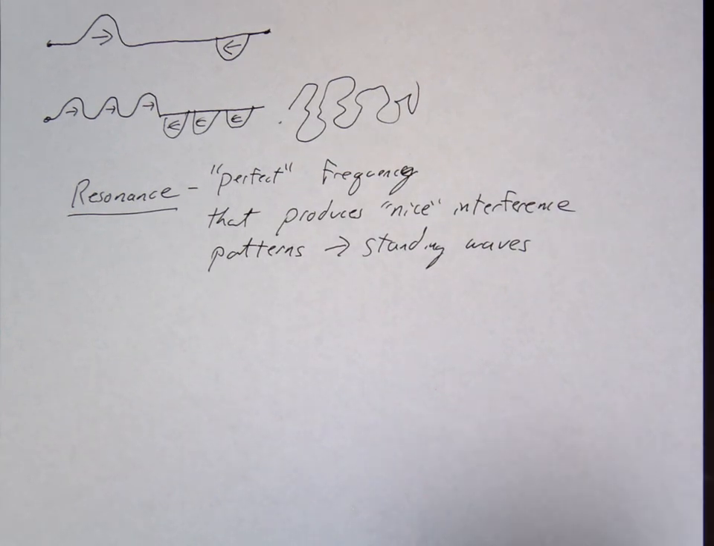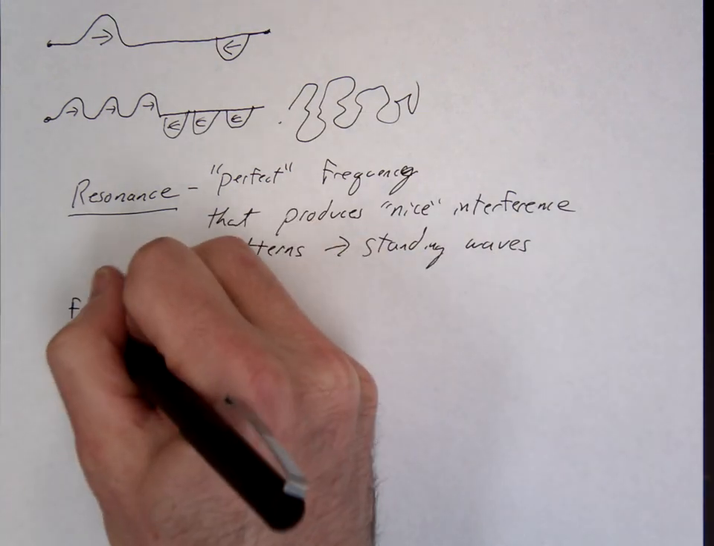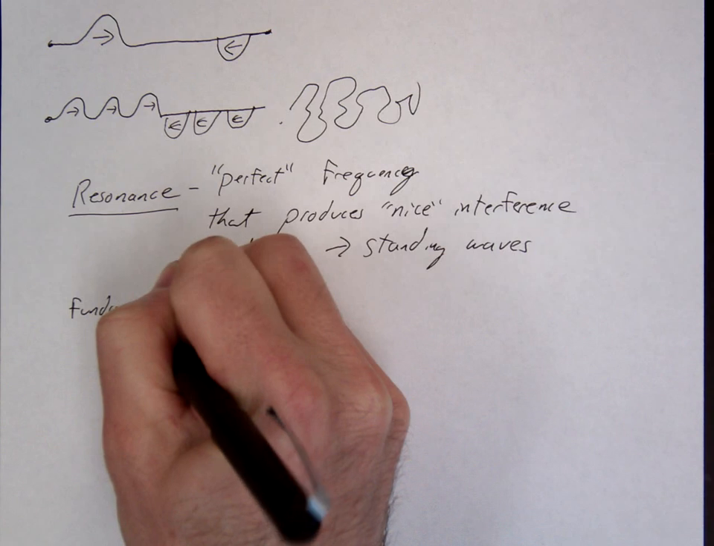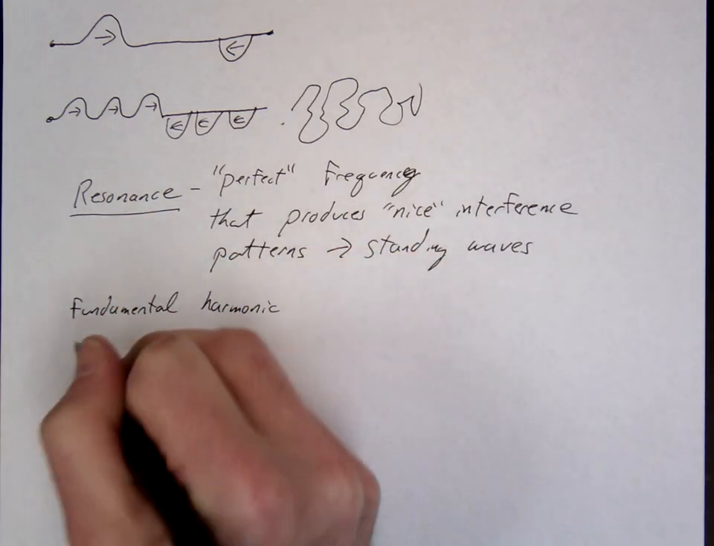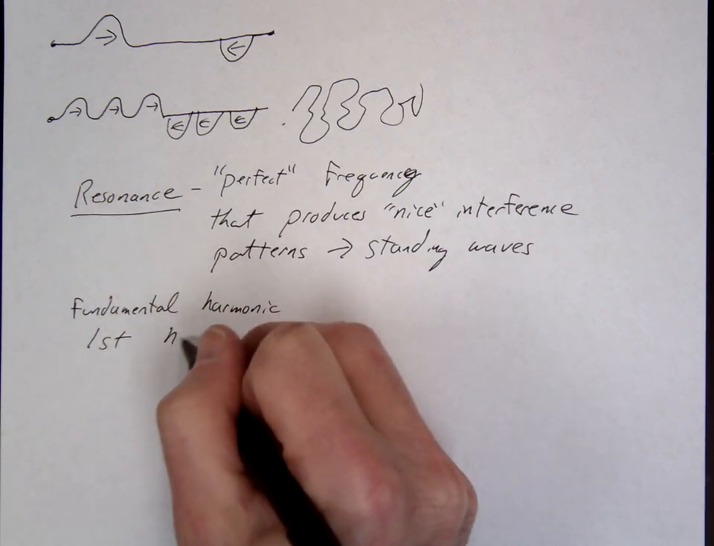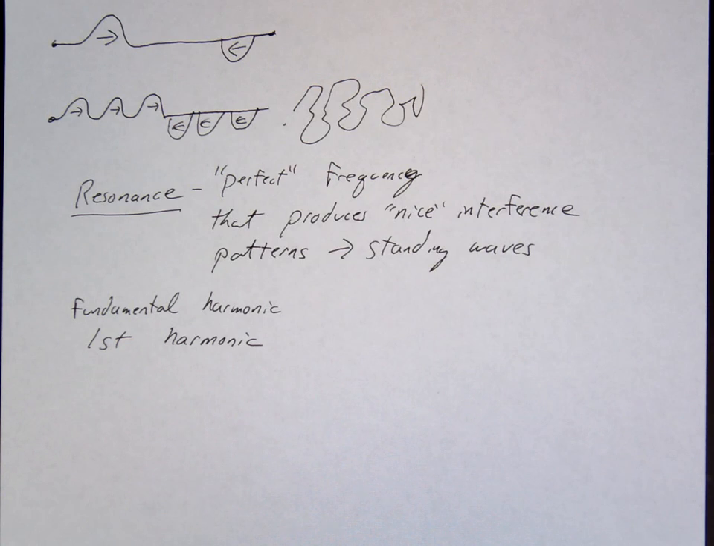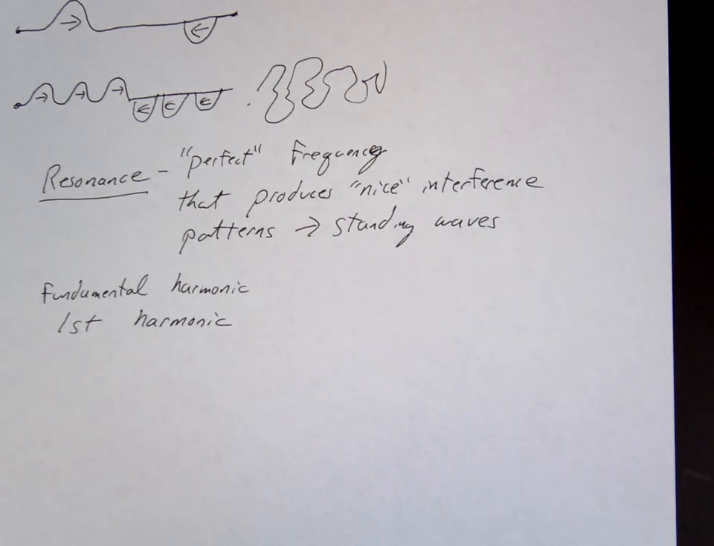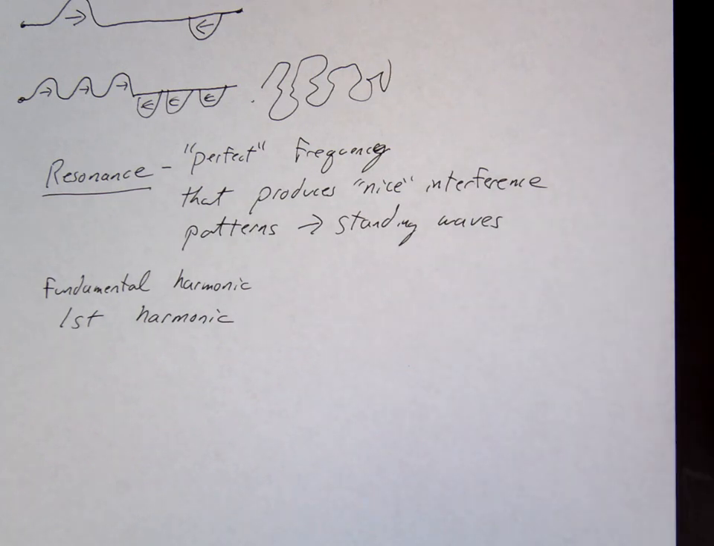So let's start with the easiest one. The easiest one is what we call the fundamental harmonic, or the first harmonic. The fundamental harmonic, if you were to play guitar, is what you would see. This is the easiest one to get. And if you were just to naturally pluck a string, this is what you would end up seeing.